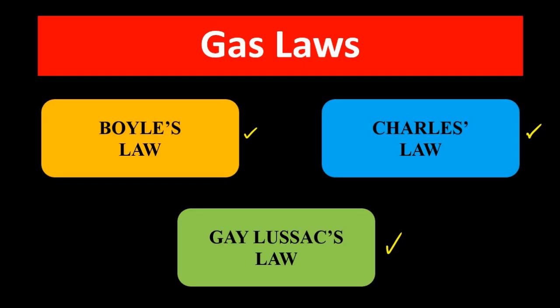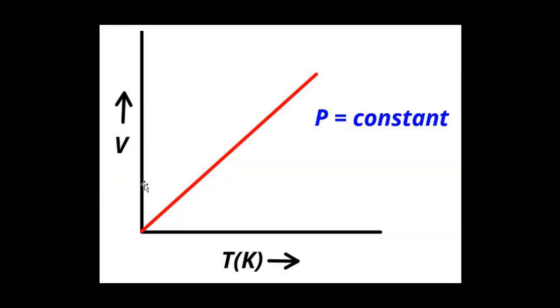Okay, and again this is the plot for Charles' law. Simply here we have taken temperature in Kelvin on the x-axis and volume on the y-axis, and pressure is constant. As it is a directly proportional relationship, the plot will be a straight line with a certain slope depending upon the proportionality constant, passing through the origin. So this is the plot of Charles' law.